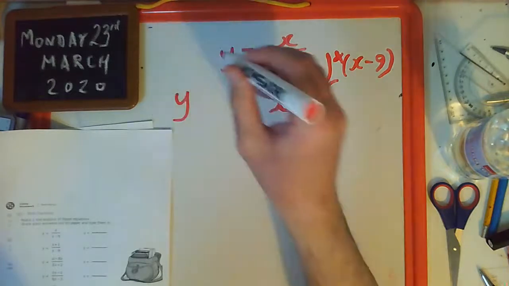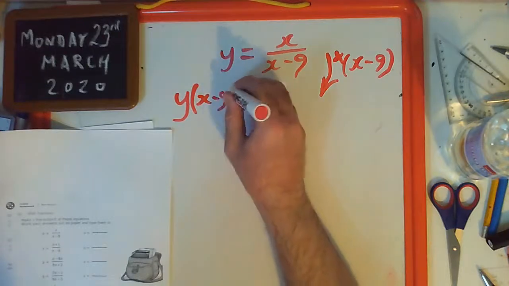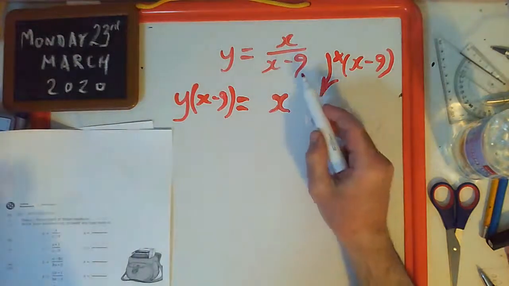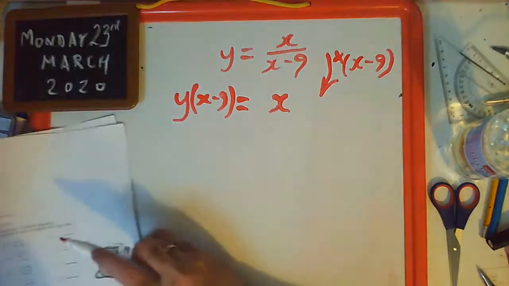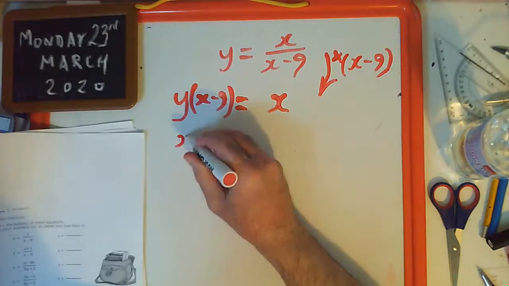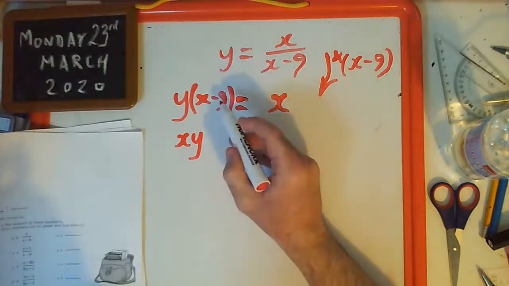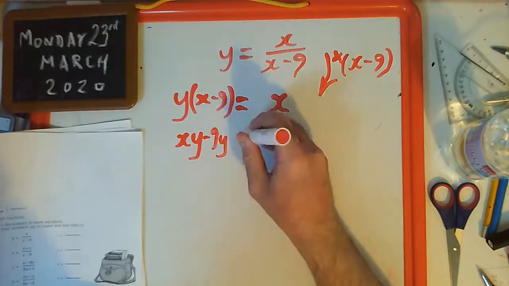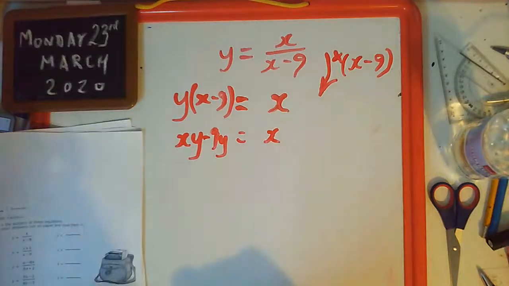So I've got to multiply the left-hand side by x minus 9 also. So multiplying by the denominator of the fraction, I get y times x minus 9 equals x. I can multiply that fraction out. Y times x is yx, or I'll write it as xy because it's just convention to do it in alphabetical order. And then minus 9 times y is minus 9y. So xy minus 9y equals x.